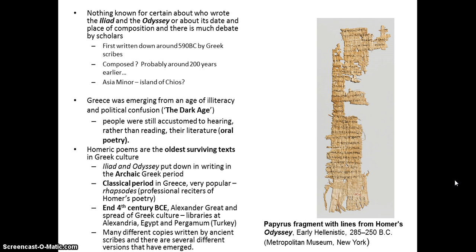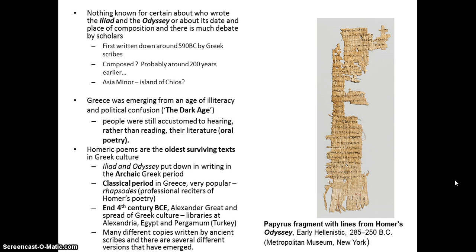Nothing is actually known for certain about who wrote the Iliad and the Odyssey, or about its date and place of composition, and there is much debate by scholars, and there has been for years and years. This is because there are no references inside the poem to the author, or to the origin of the poems. The ancient Greeks all agreed on the name Homer, and there was a persistent tradition he was blind, because one of the characters in his poems, Demodocus, was a blind poet.